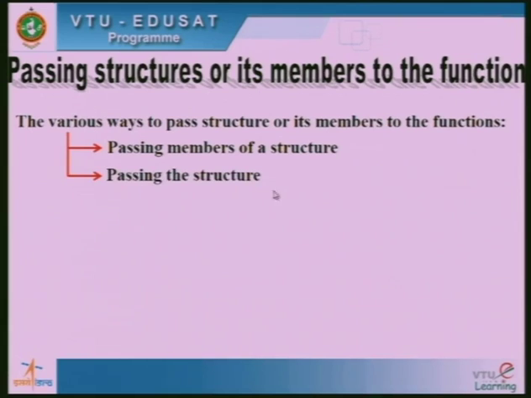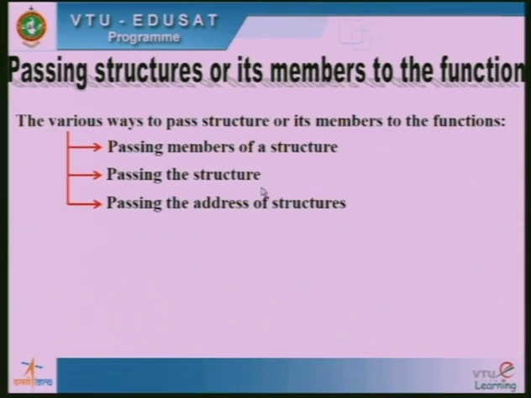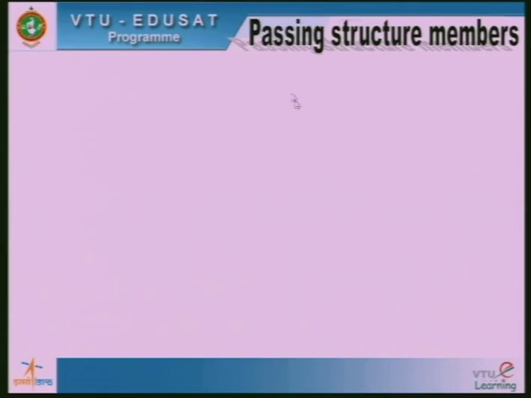Next, passing the structures. This also can be done either using pass by value or here we separately specify passing the address of a structure. So here when we say passing the structure, it means it is passed by value. Here we are passing it by address. Now let us see what you mean by passing structures, how to pass structure members to various functions. Let me explain with a simple program.